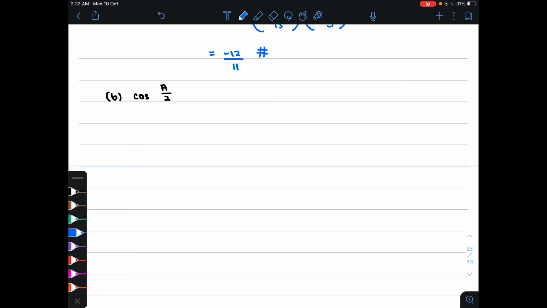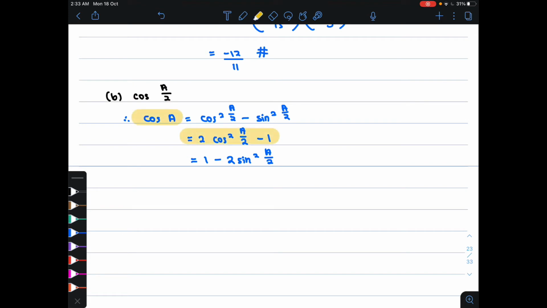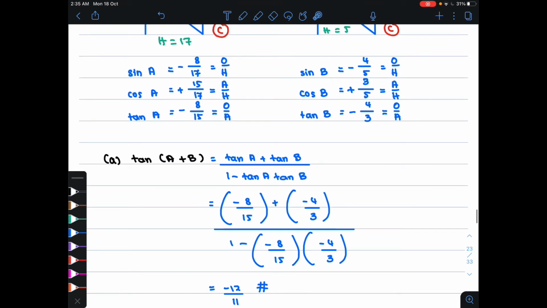Next, we have cos A over 2. Note that this is the half angle formula. So, for half angle, always start with the double angle. Next, divide all the angles by 2. So, which one do we use? Note that we only need cos A over 2. Hence, we're going to use cos A equals 2 cos squared A over 2 minus 1. We already know what cos A is, which is 15 over 17.